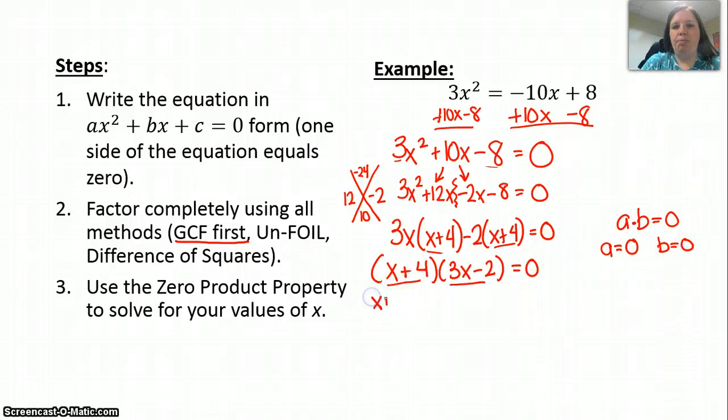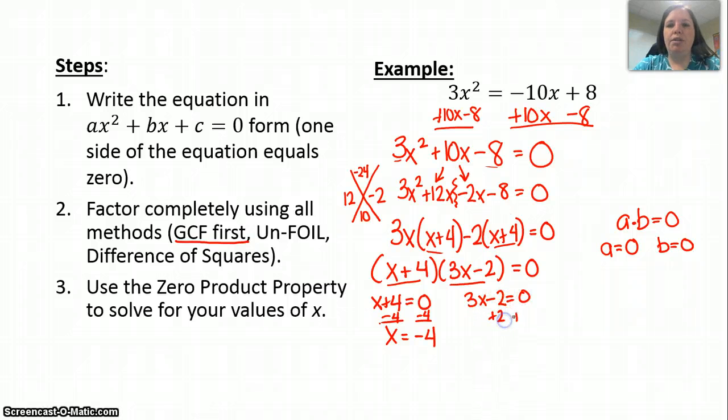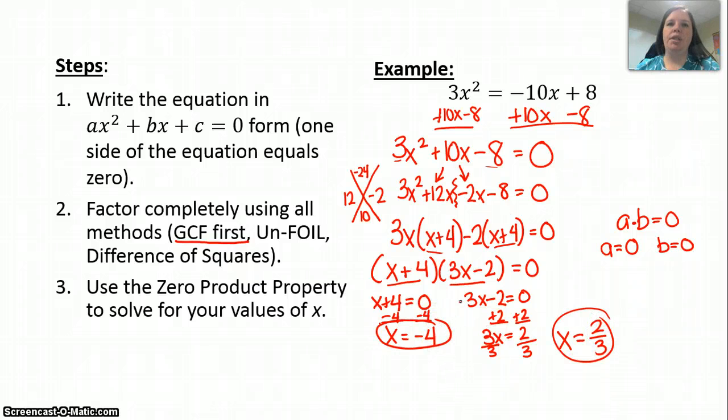So we set x plus 4 equal to 0 to solve for x. So subtract 4, and x is equal to negative 4. Or it could be that the second part here, 3x minus 2 equals 0. So add 2, 3x equals 2, and divide by 3 to get x alone. So x is equal to 2/3. So there are your 2 solutions.